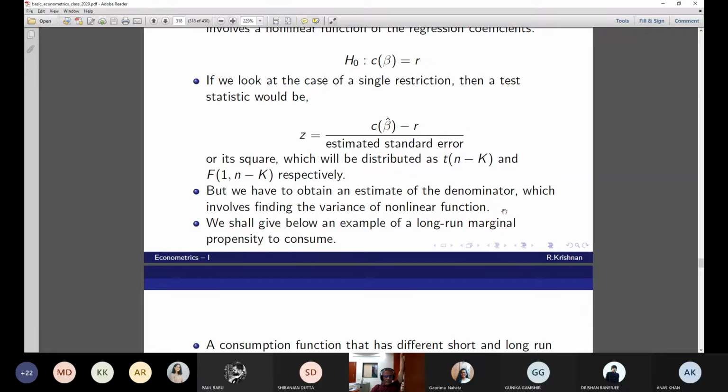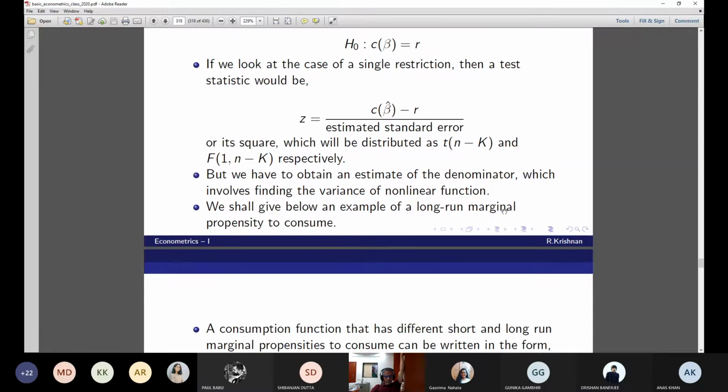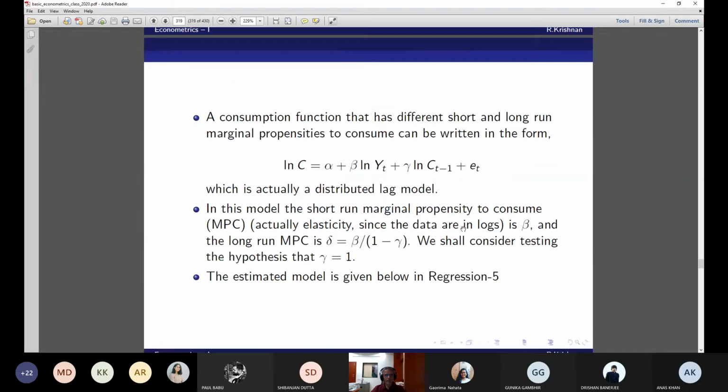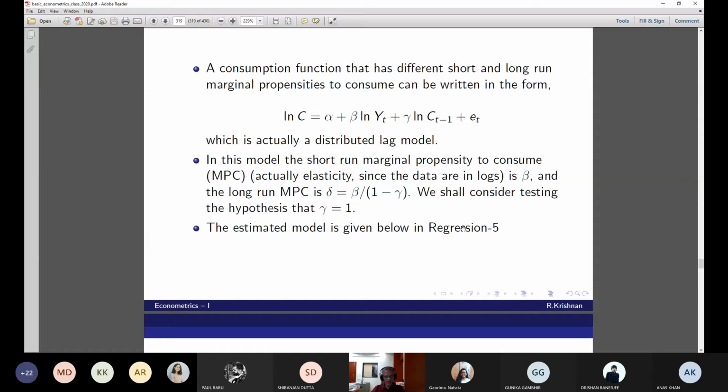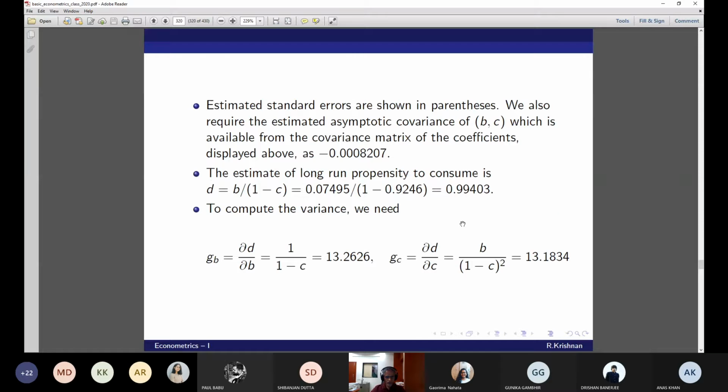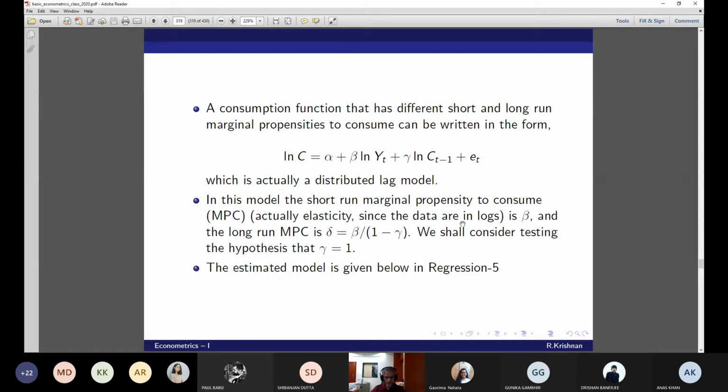Okay, if you look at the case of a single restriction, then a test statistic could be calculated this way, or its square, which will be distributed as t with T minus K and F with 1 and T minus K degrees of freedom respectively. But you have to obtain an estimate of the denominator, which involves finding the variance of a nonlinear function. So we shall give below an example of a long-run marginal propensity to consume. The consumption function is this. The long-run marginal propensity is defined this way: beta by 1 minus gamma.